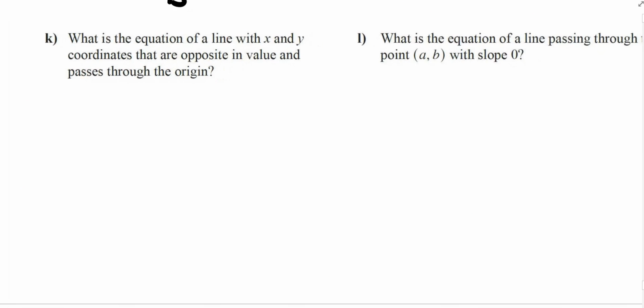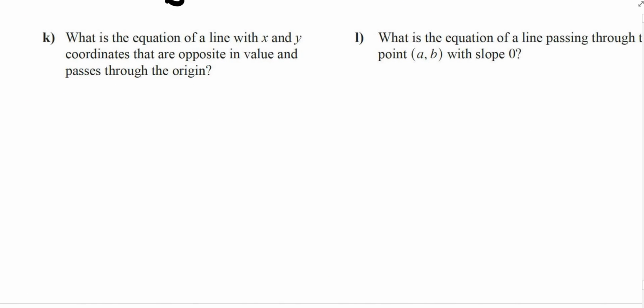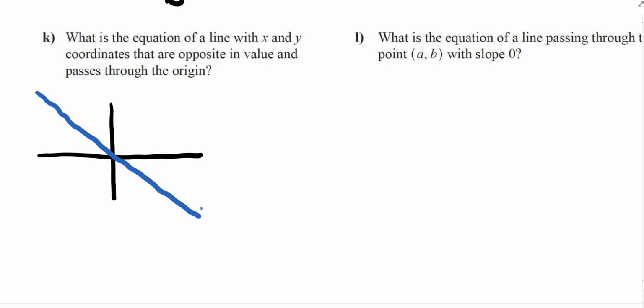Moving on to letter K here. What's the equation of a line with x and y coordinates that are opposite in value and passes through the origin? Okay, so if it passes through the origin and they're opposite, then the graph is very similar to the previous question. It's just that the slope will be negative. So the equation is y equals negative x.